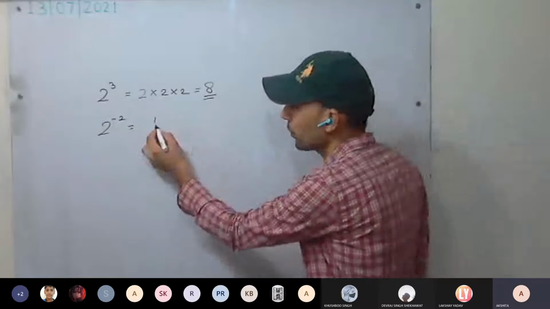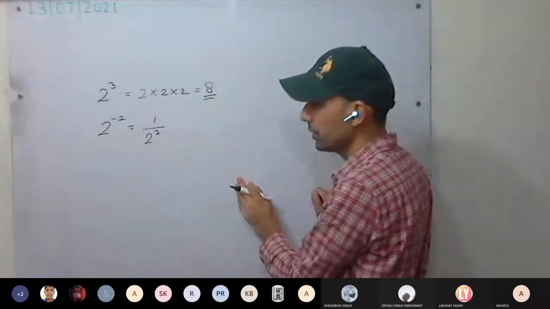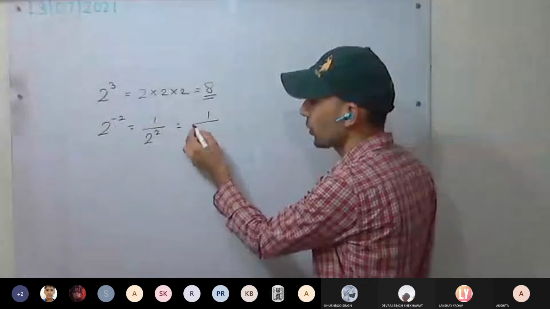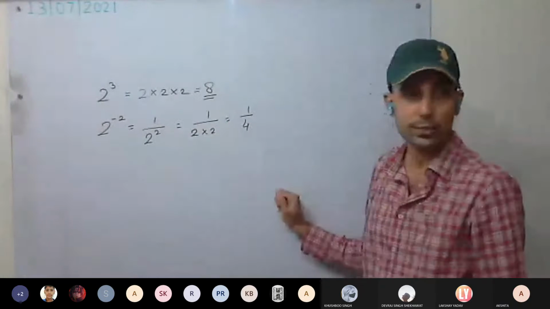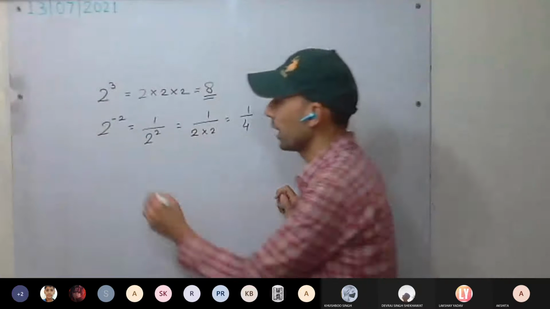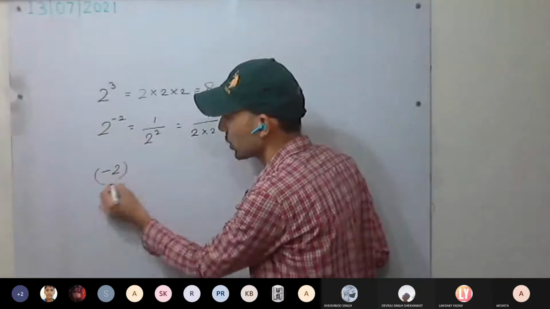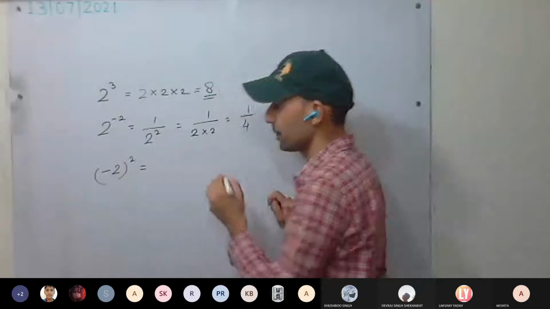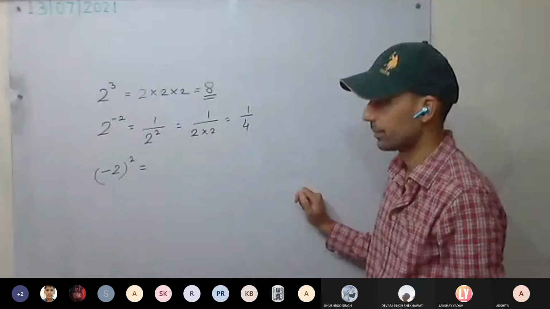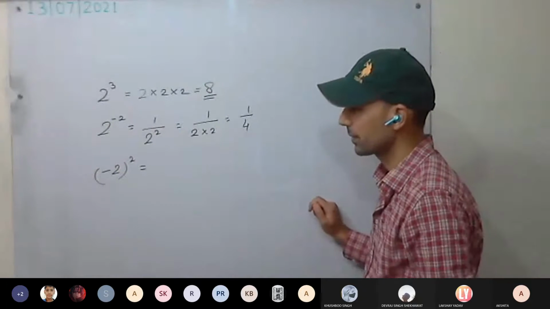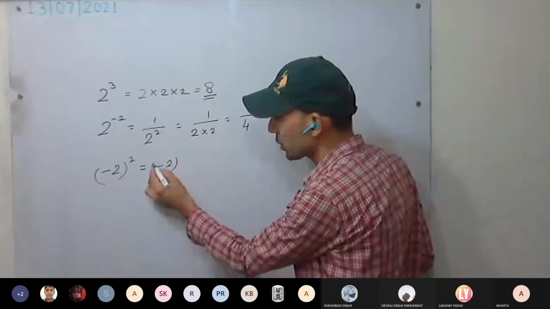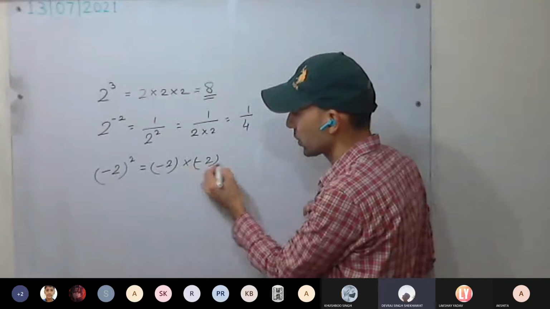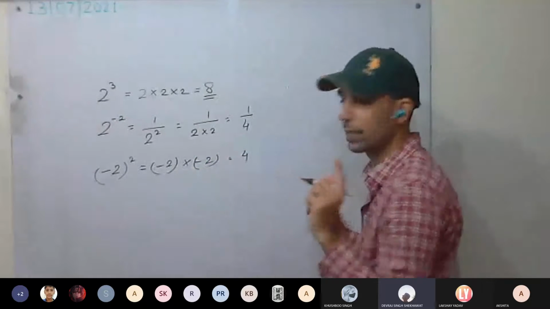Now the next is 2 raised to power minus 2. a raised to power minus m will be this one, and it is how much? 1 upon 2 into 2, that is 1 upon 4. Understood? Okay. Minus 2, the whole raised to power 2, how much is it? It is minus 2 into minus 2, so it is 4.